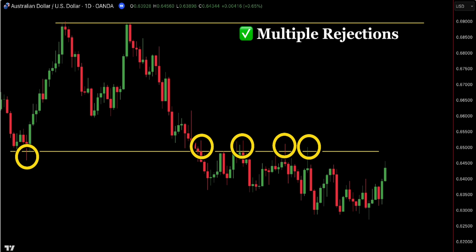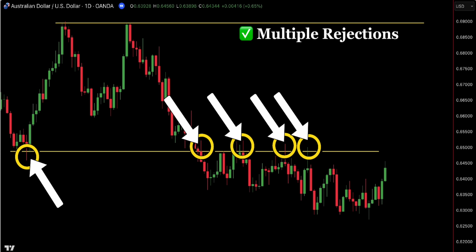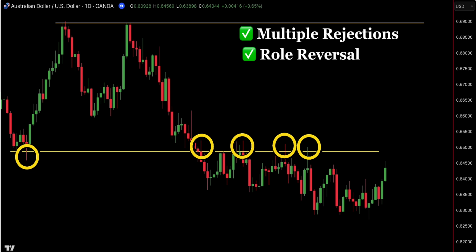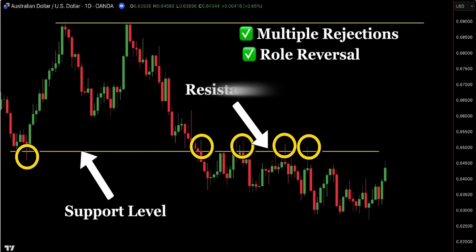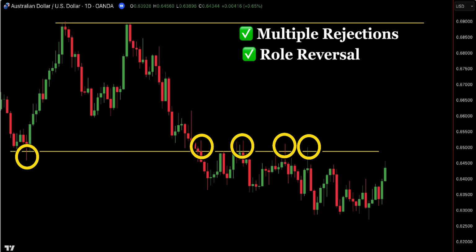Multiple rejections. Price tested this area 5 different times, confirming it as a strong support resistance zone. Role reversal. This level has acted as both support and resistance over time. Initially, price bounced off it as support, but later, once broken, it turned into resistance. Recently respected. Since price has reacted to this level in the current market conditions, it remains relevant for trading decisions.